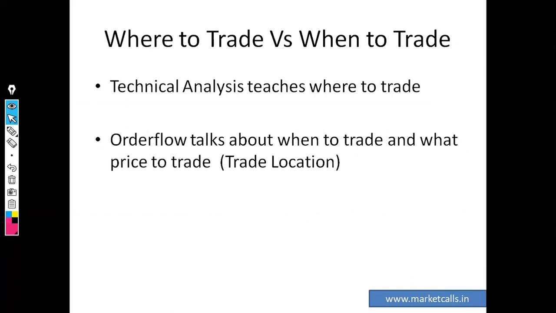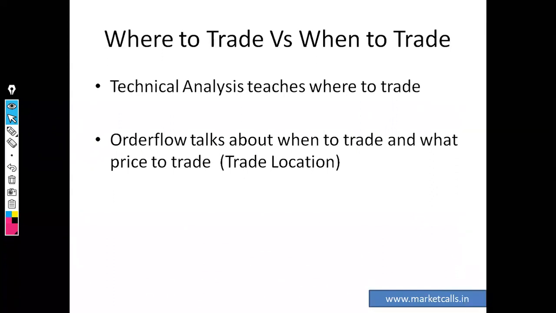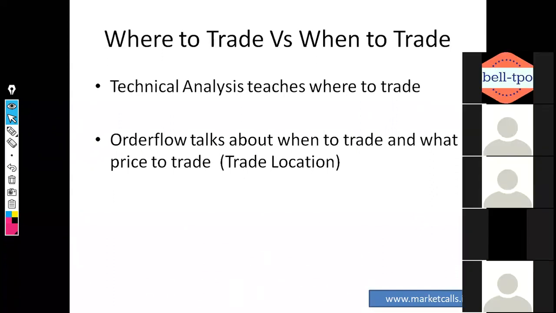But order flow is the only one that talks about when to trade and what price to trade. So it talks about how long to wait, how long it will be looking for the buyers and sellers pattern to arrive. And when certain buyers and sellers patterns are about to arrive, it tells you that if you are going to enter here, your risk is very small. Probably it could be some 3 ticks or 4 ticks. So it helps you to identify a good trade location, a trade location where your stops are very, very minimal.